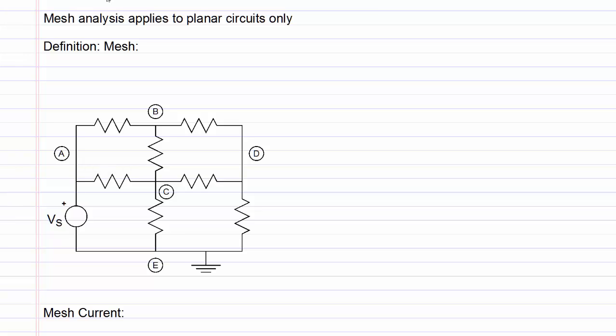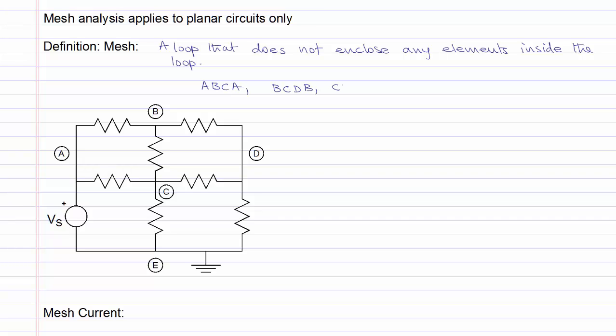Continuing with definitions for mesh analysis, we will define a mesh next. A mesh is a loop that does not enclose any elements inside it. For example, in the circuit shown below, we have four meshes: A, B, C, A; B, C, D, B; C, D, E, C; and A, C, E, A. None of these loops enclose any elements inside them and are defined to be meshes.